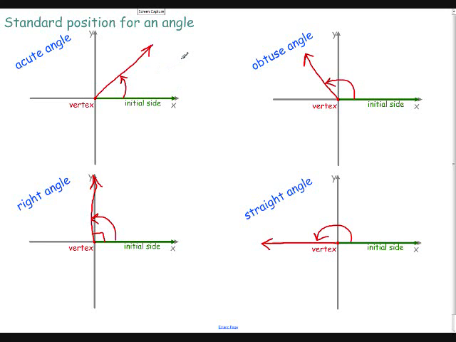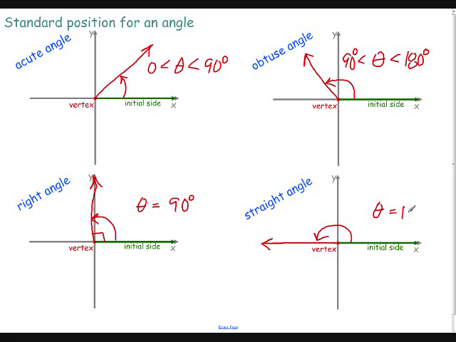So let's go back here. In this case, your angle, and we'll call it theta, is greater than 0 and less than 90 degrees. A right angle, theta, is equal to 90 degrees. For an obtuse angle, theta is greater than 90 degrees, less than 180 degrees. And for a straight angle, okay.